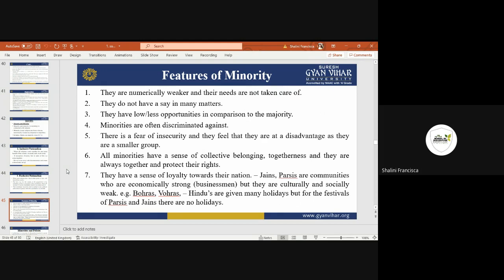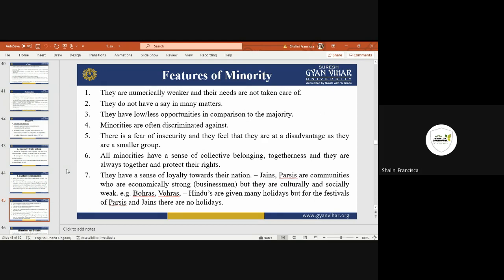Minorities are often discriminated against. As already said, they are not allowed a say in many matters. So that is the first discrimination. Second, discrimination on the basis of the quota, discrimination on the basis of opportunity, discrimination on the basis of cultural reasons. So there are so many benefits that the government provides them, but because of this minority section that is created, they face discrimination.